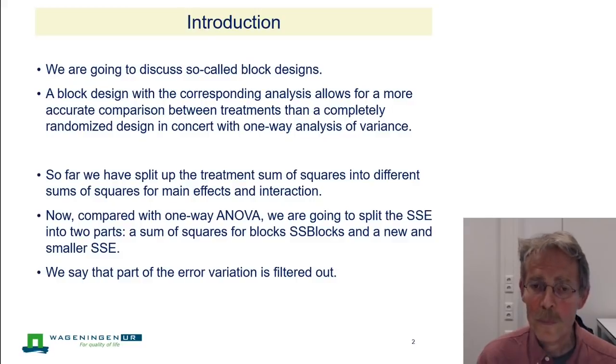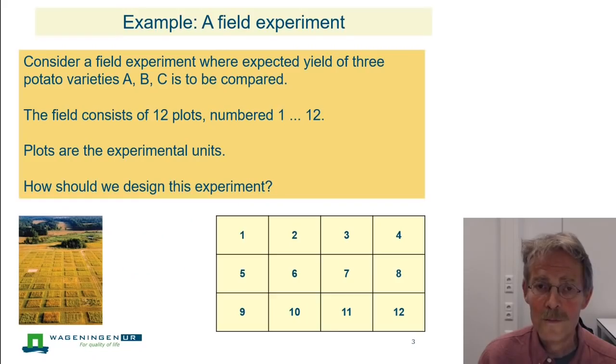Now, again, compared with one-way ANOVA, we are not going to make a split of the sum of squares of treatments, we are going to make a split of the sum of squares of error. We will take out part of the sum of squares of error, and it will become the sum of squares for blocks, and there will be a new and smaller sum of squares of error. We say that we are filtering out part of the error variation. You will see what it is about in due course. But this is sort of the preview of it all.